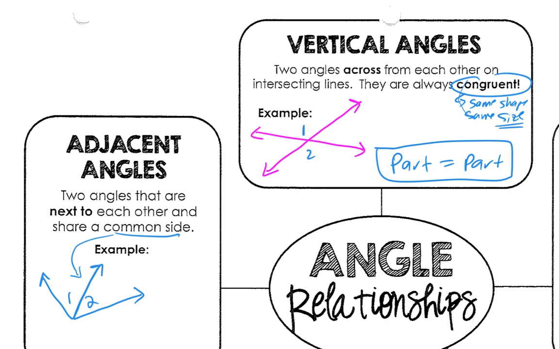So what we would do for this is one part, this is another part. If we're trying to figure out the whole thing, then we would say part plus part equals whole. Part plus part equals the whole thing. So that's adjacent and vertical angles. So now let's keep it moving.